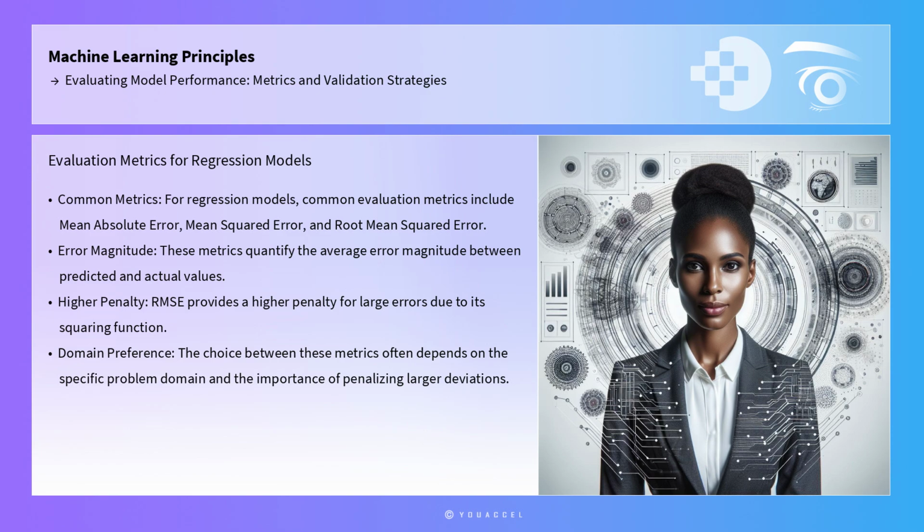For regression models, common evaluation metrics include mean absolute error, mean squared error, and root mean squared error. These metrics quantify the average error magnitude between predicted and actual values, with RMSE providing a higher penalty for large errors due to its squaring function. The choice between these metrics often depends on the specific problem domain and the importance of penalizing larger deviations. For example, in financial forecasting, where large deviations can be costly, RMSE might be preferred.